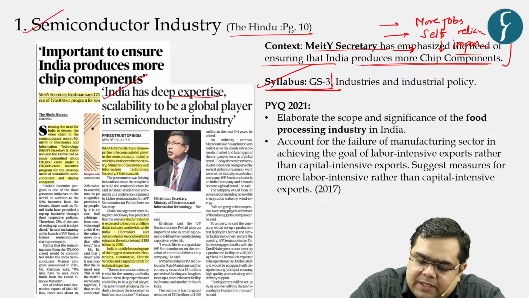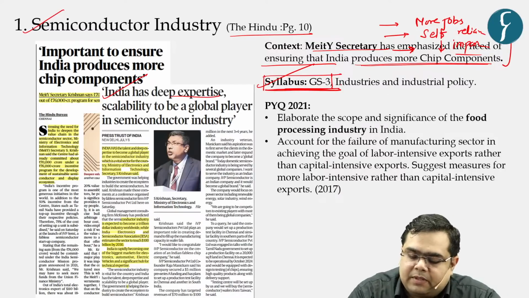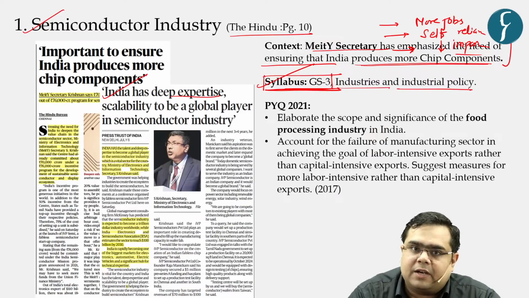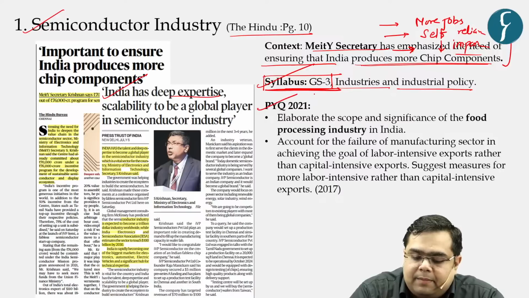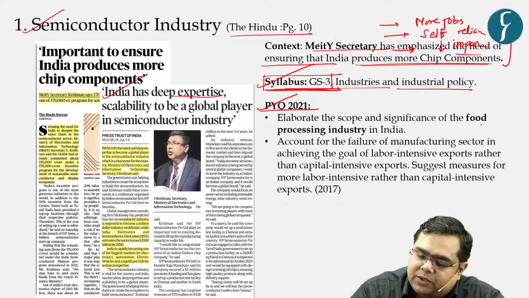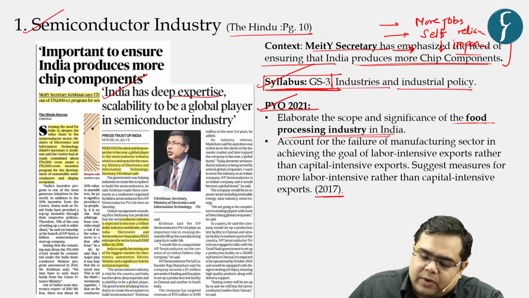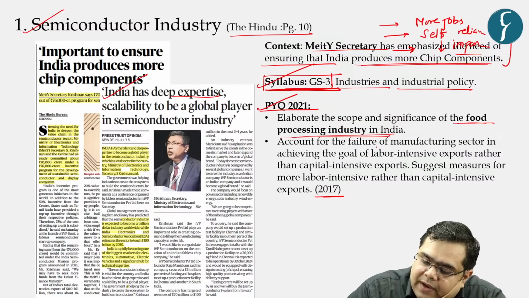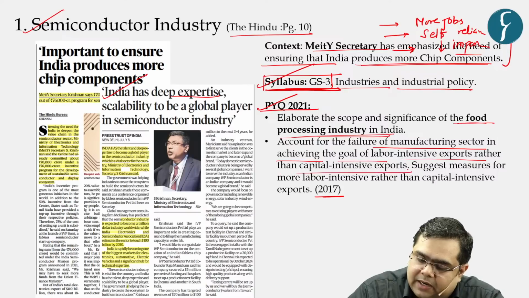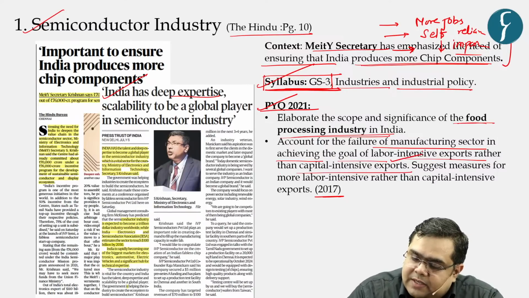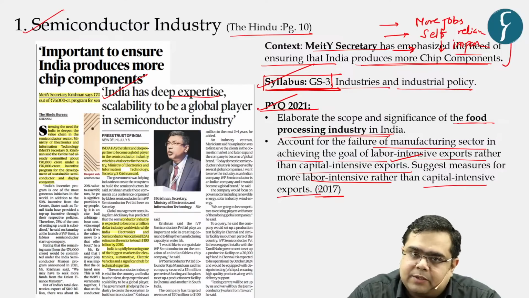So what is the syllabus mapping with respect to this news? The syllabus mapping can be seen in the context of our GS Paper 3, which includes industries and various industrial policies of the Government of India. And there have been questions. For instance, in 2021, there was a question directly on the food processing industry in India. And a very relatable question was asked in 2017. The question was: account for the failure of the manufacturing sector in achieving the goal of labor intensive exports rather than capital intensive exports. Suggest measures for more labor intensive rather than capital intensive exports, right?